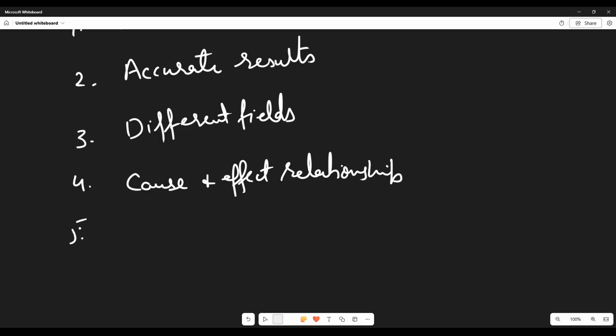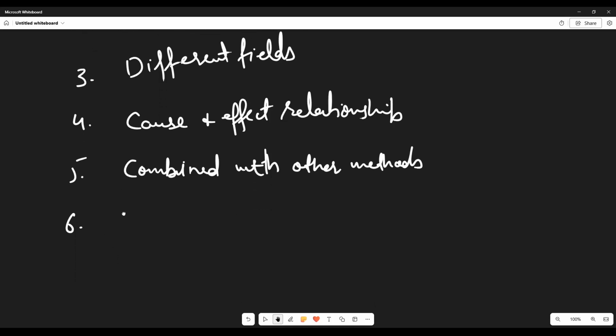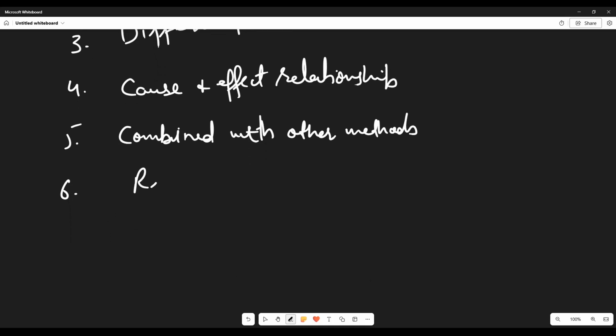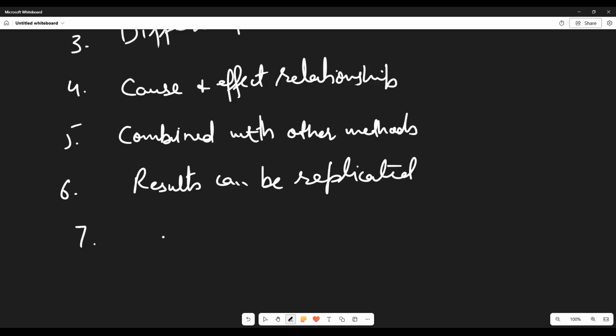And number 5, it can be combined with other methods. Experiment can be conducted with all other methods of research. Its results can be replicated or repeated. And predictions can be made on the basis of results.